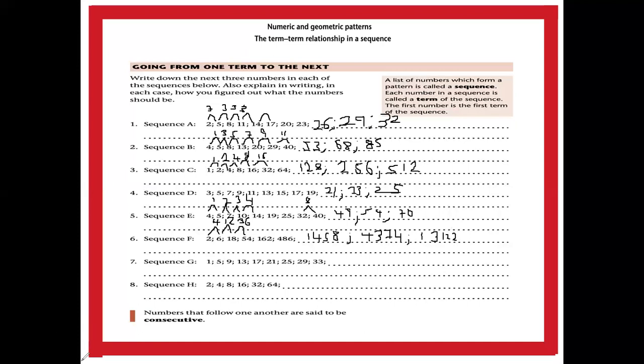Okay, then looking at sequence G, just again by inspection, so you can check with this whole thing, but you can see straight away almost that the difference between them is 4 between all of them. Okay, so that means that the next 3 terms, 33 plus 4 gives us 37, plus 4 will give us 41, plus 4 will give us 45.